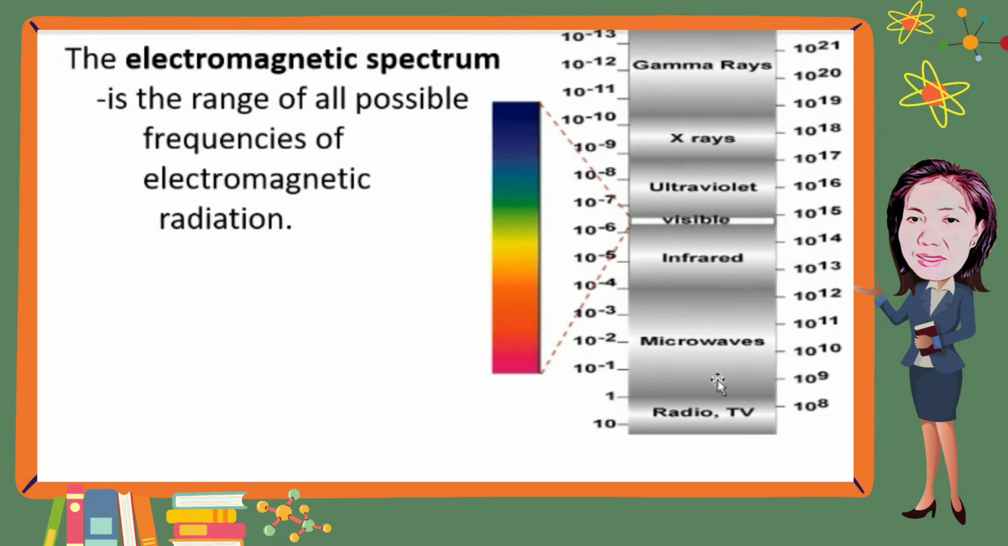So where is the light? Where is the visible light? Where is the white light located? This is located between ultraviolet and infrared. So it is a member of the electromagnetic spectrum radiations, but it is located between ultraviolet and infrared.